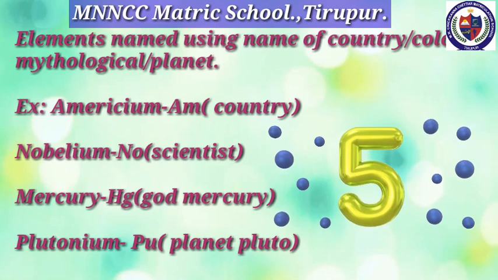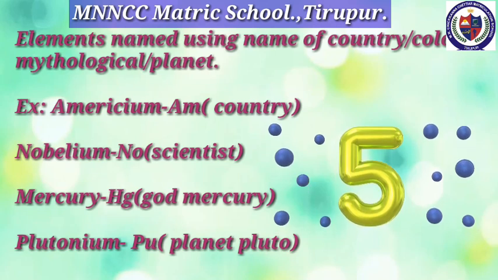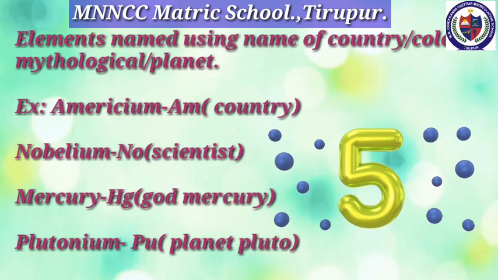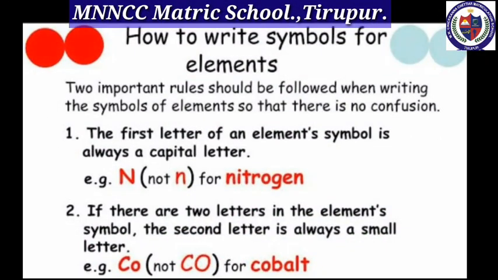Mercury, Hg. The name is derived from the god Mercury, that comes under mythological character. Plutonium, Pu, the name is derived from the planet Pluto. So next we move to how to write symbols for a given element.